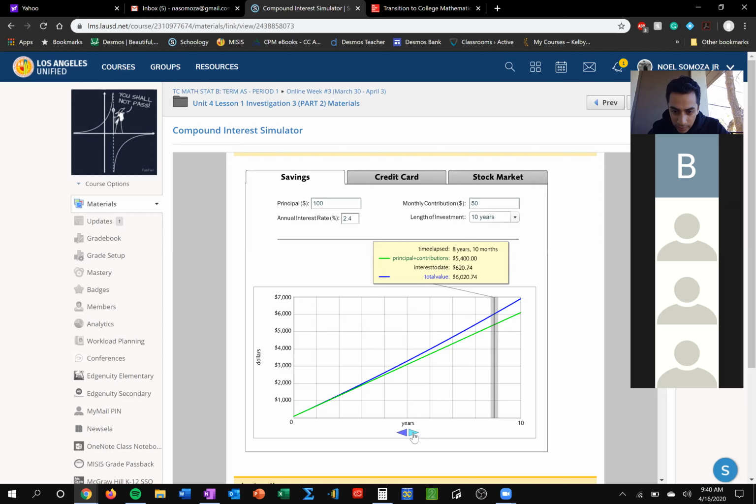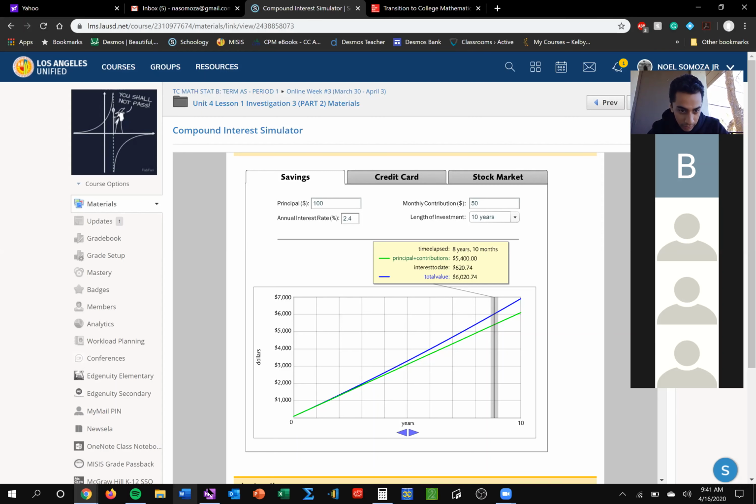So right around here, we reached the total value of $6,020, just above the 6,000. At this point in time, if you look down here on the x-axis, you have your years marked. So 1, 2, 3, 4, 5, 6, 7, 8, 9. So about after 9 years, or actually, it even tells us right here, time elapsed 8 years and 10 months. So not even the 9 years. It's a little bit before that.